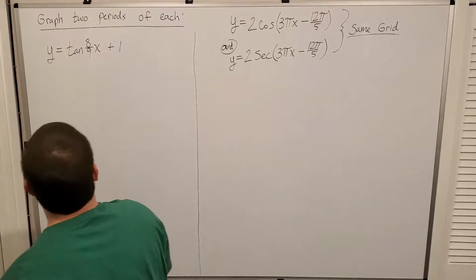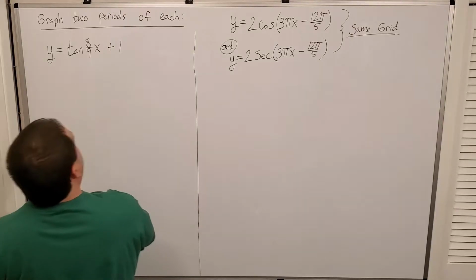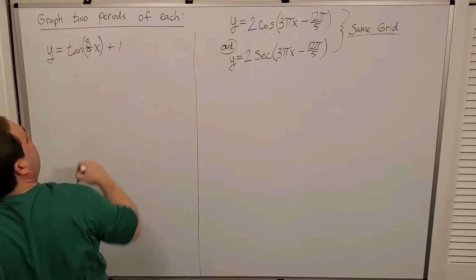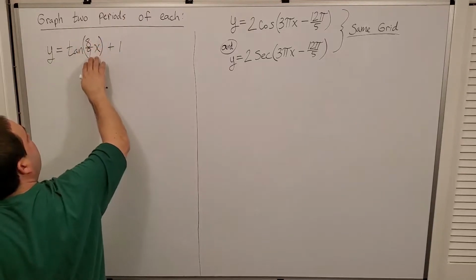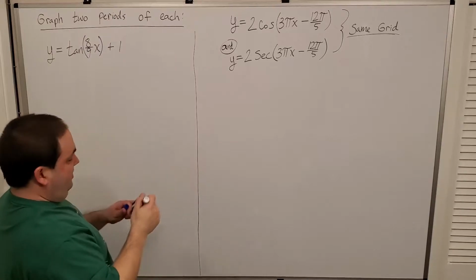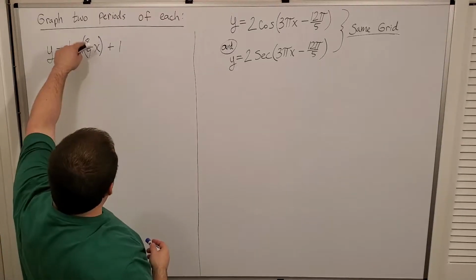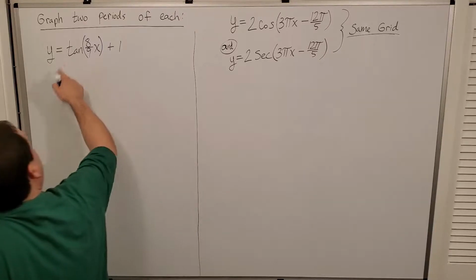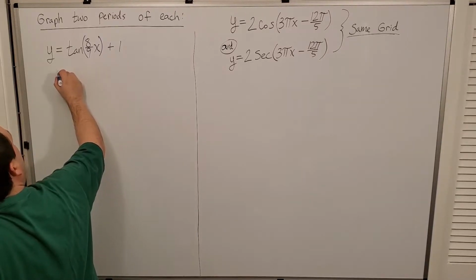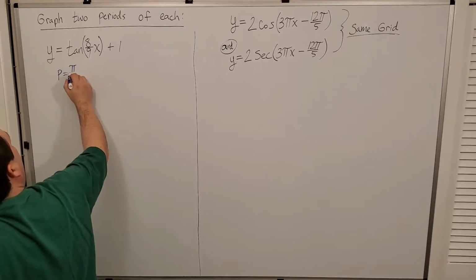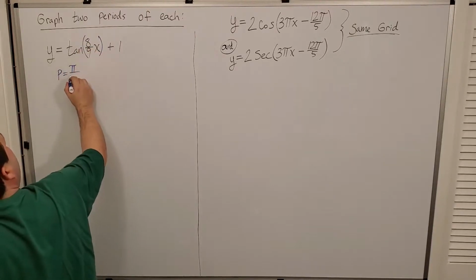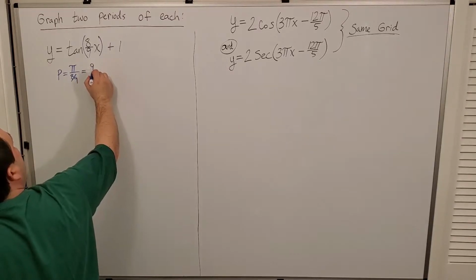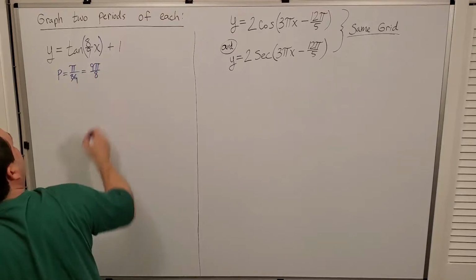Alrighty, so let's categorize here. Remember, the 8/9 x is actually what's being acted on by the tangent here. So the 8/9 is acting as my quote-unquote frequency. That's my b value that's in front of x. So from there, I know for tangent, I can calculate the period as pi divided by this 8/9, which is going to give me 9 pi over 8.